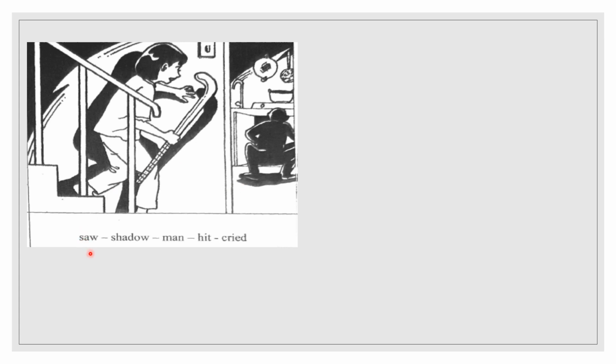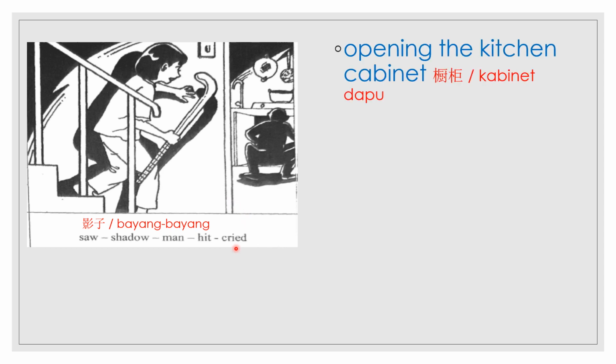Okay, here the words given: saw, shadow, man, hit, and cried. Okay, shadow, 影子, bayang-bayang. So she went downstairs, she saw somebody in the kitchen, a shadow in the kitchen, alright, and then she used the stick to hit the person's head. And of course the person cried, yeah? Cried means shouted. It doesn't mean crying as in the baby cry here. Cried means shouted, you know.